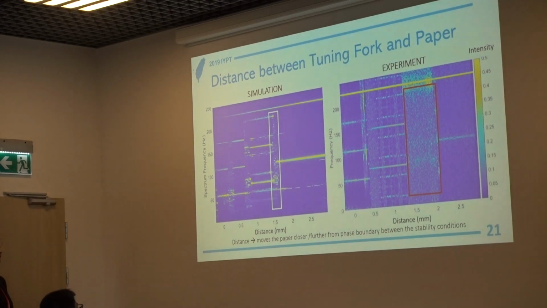And we can see that as we change the distance, we move the paper closer to or further away from the phase boundary between the stability conditions.